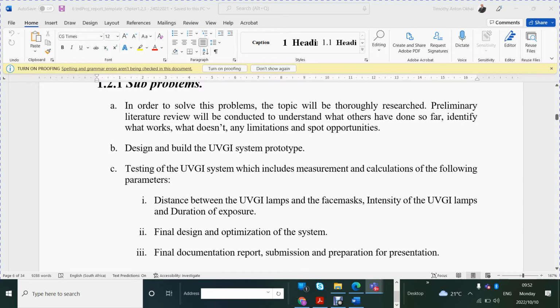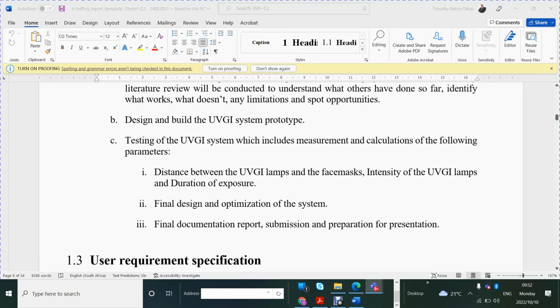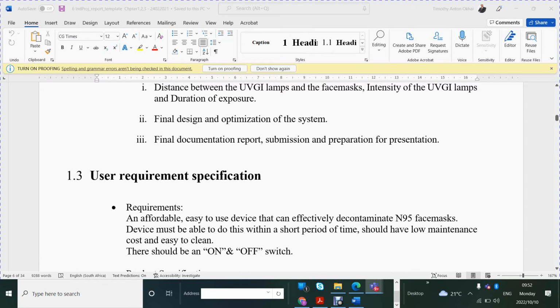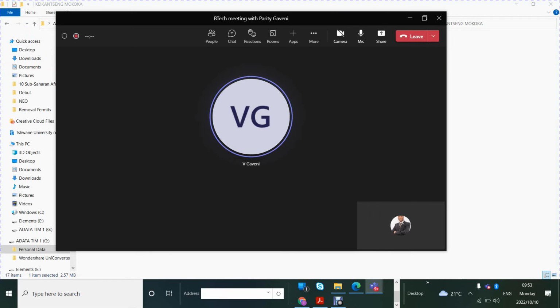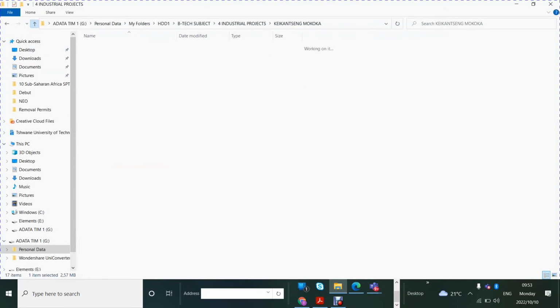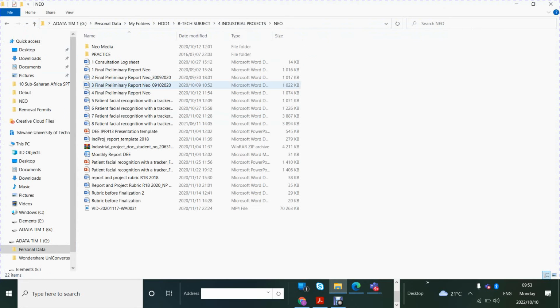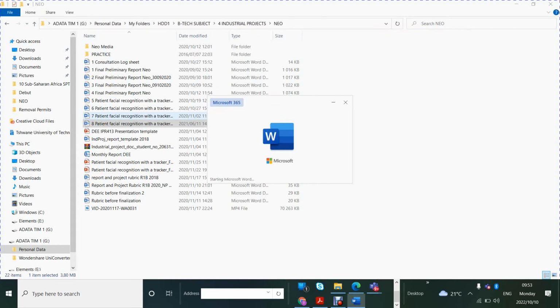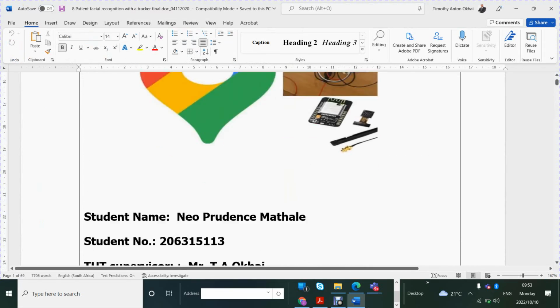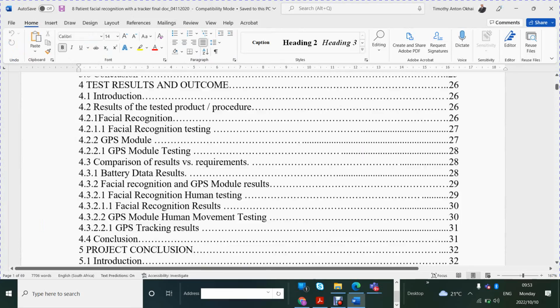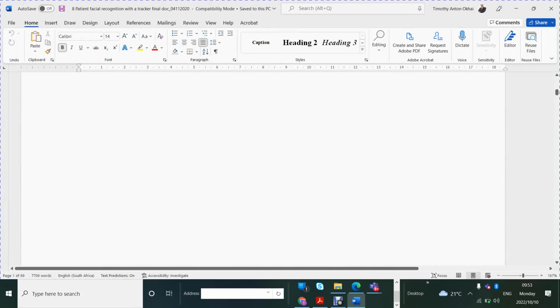And then the second sub problem will be to design and build a UVGI system prototype and then to test. And how do you test? She mentioned how the testing will be done. So let's look at one more example. Let's look again at Neo's example of problem statement and sub problems, so that you can see, after presenting your elephant, you tell us how you're going to eat that elephant by breaking it down into small sub problems.